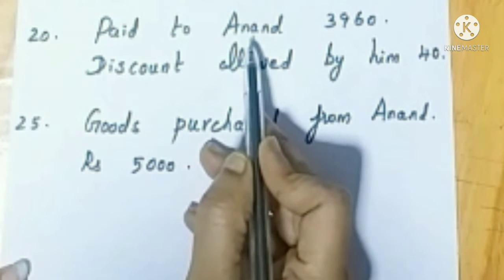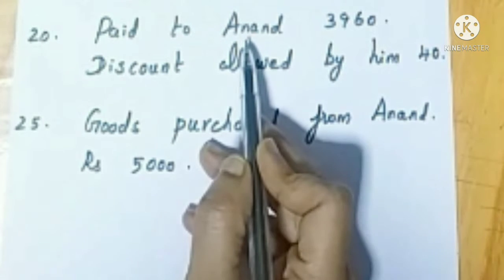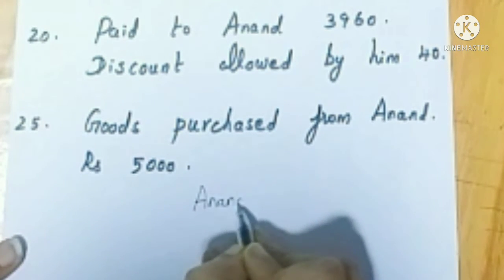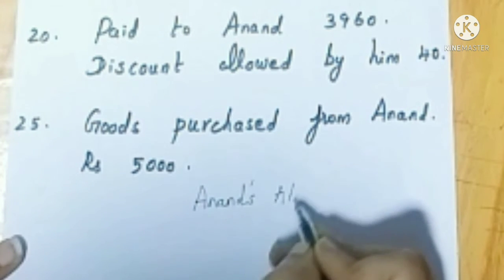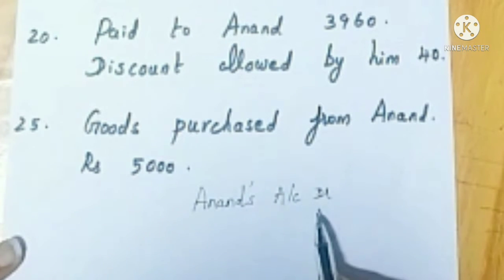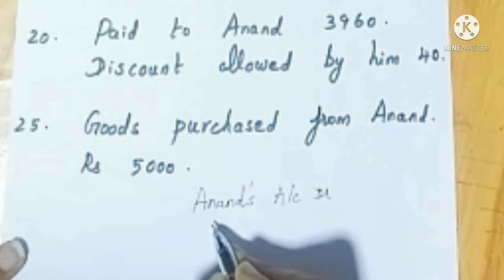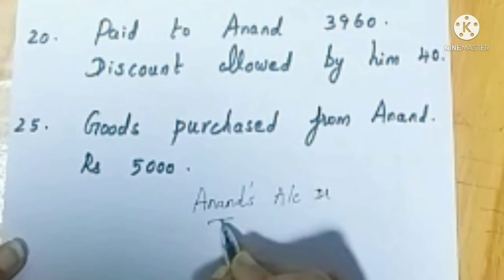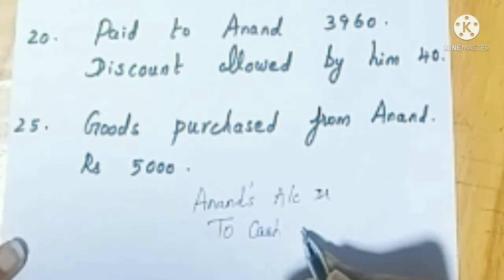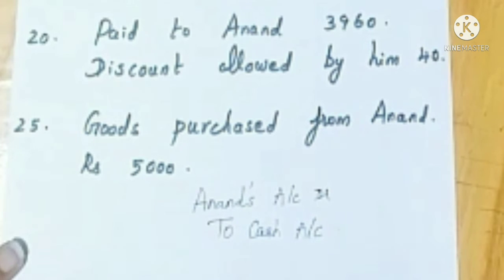Paid to Anand. That means Anand is receiving cash. So, Anand's account debtor. We are debiting as per the personal account rule, debit the receiver. Cash is going out. So, we are going to credit cash account.